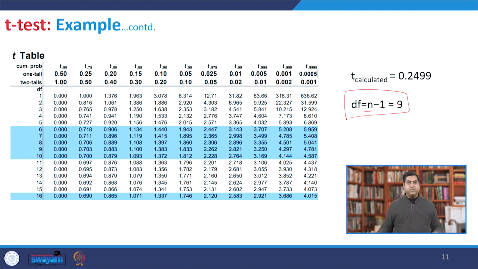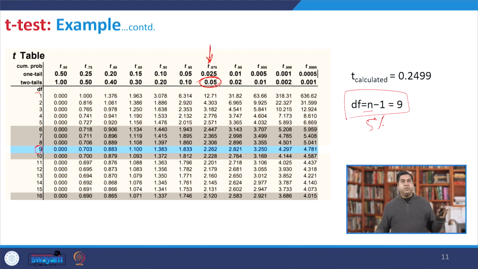Now, this is the t table, you can get it from many sources. Let us focus again, it is a two-tailed test, and we have to check it at the 5% significance level. That means we have to look at this particular column. Then we look at the row where the degree of freedom is 9. So, first you determine the column for the 5% significance level, and then the degree of freedom, 9 for this case.